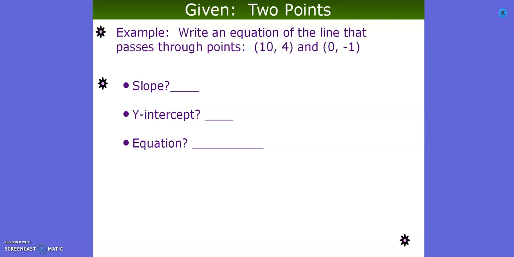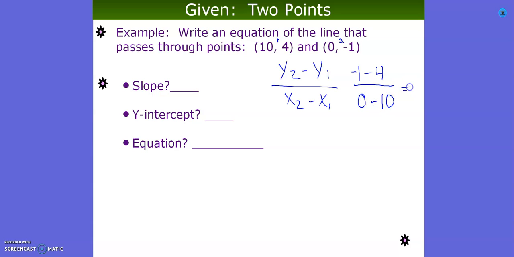What if you're given just 2 points? Can you find the slope? Can you find the y-intercept? Well, the slope, remember, is the formula y2 minus y1 over x2 minus x1. And we went ahead and numbered our ordered pairs so we could keep everything in line. So if we do that, we're going to have y2 minus y1 over x2 minus x1. And we'll have to simplify. That comes out to -5 over -10. And we can simplify that. Remember, a negative divided by a negative will be a positive value, and 5 over 10 can be simplified to 1/2. Our slope then is 1/2.